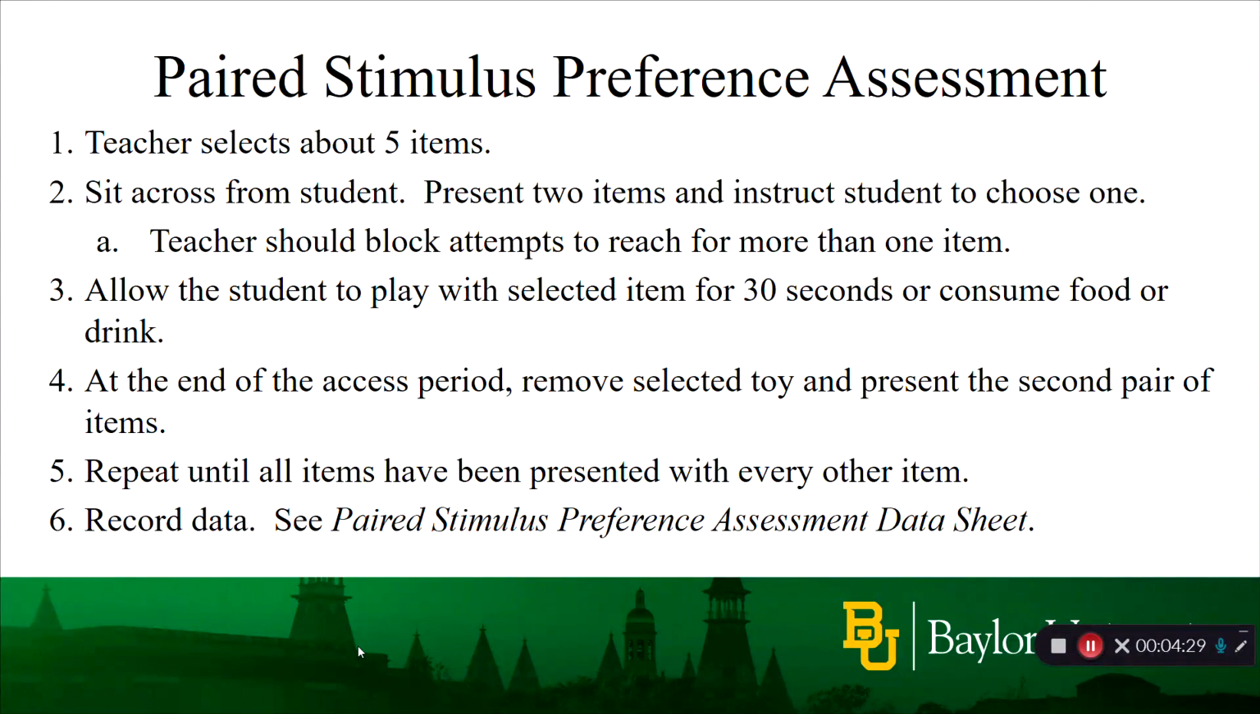And of course, you're going to record data at each presentation, every item that they select, using the Paired Stimulus Preference Assessment data sheet, which you can find in Canvas.